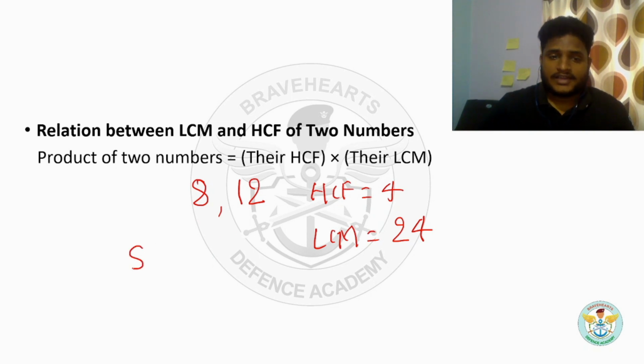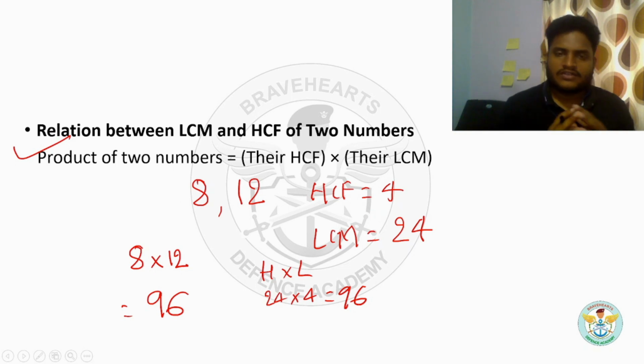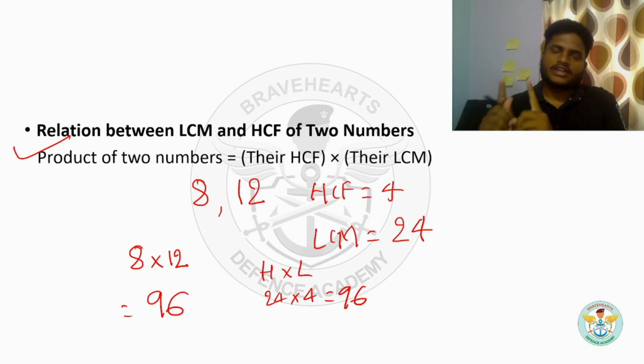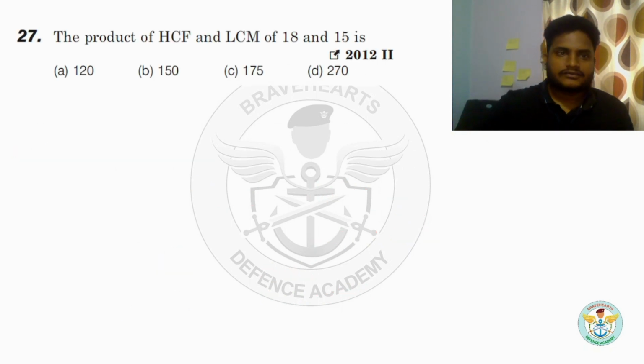Okay. Now understand this. If we multiply these numbers, that is 8 into 12, we are getting 96. And if we multiply your HCF into LCM, that is 24 into 4, we are getting the same number, that is 96. That means the relation that is the product of two numbers, any given two numbers, is equal to the product of their HCF and LCM. So understand this concept. They have asked a lot of questions using this concept. So we'll deal with these kind of questions.